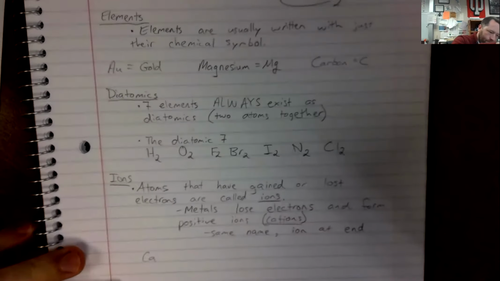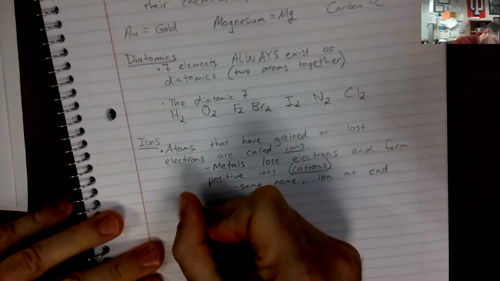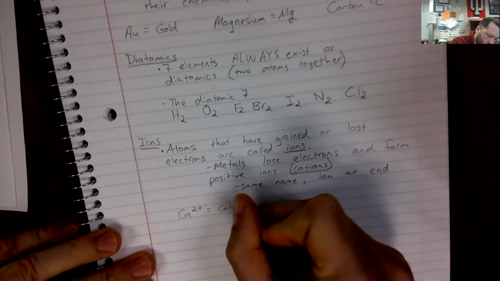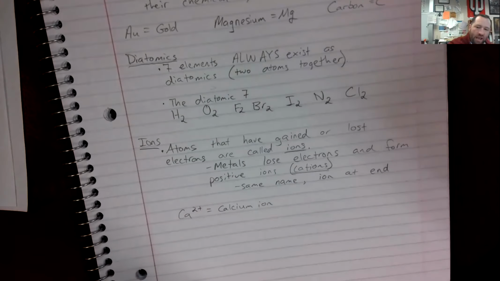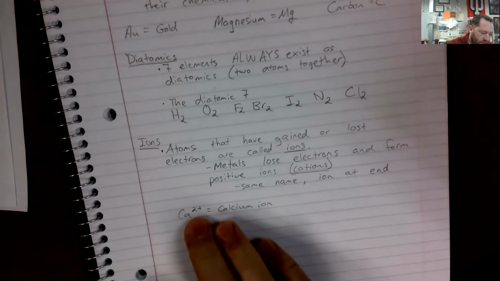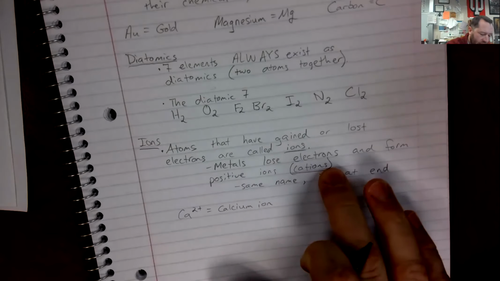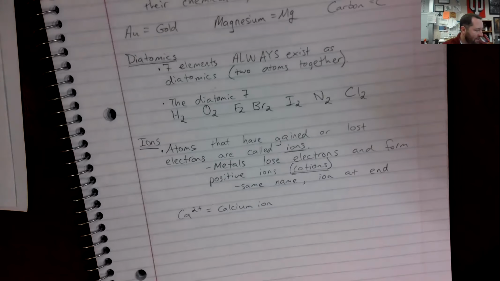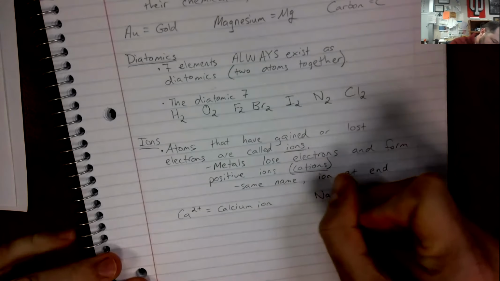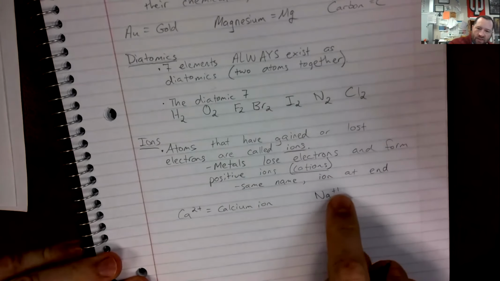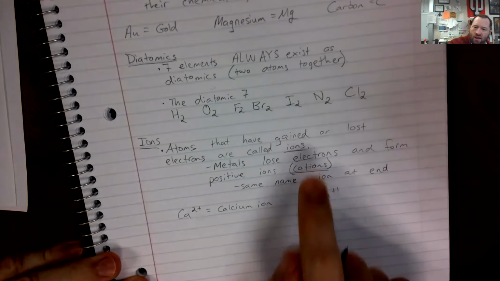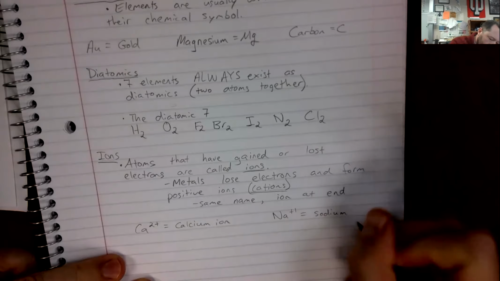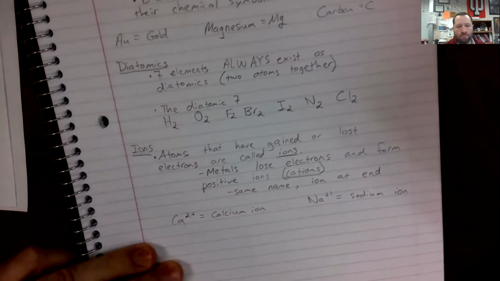As an example, Ca 2+ we would just call calcium ion. That 2+ lets us know we have a positive ion, a cation. The element name stays the same. We just add the word ion at the end. Na+1, again, that +1 indicates we're working with a cation. The name's going to stay the same: sodium, and we'll just add the word ion at the end.